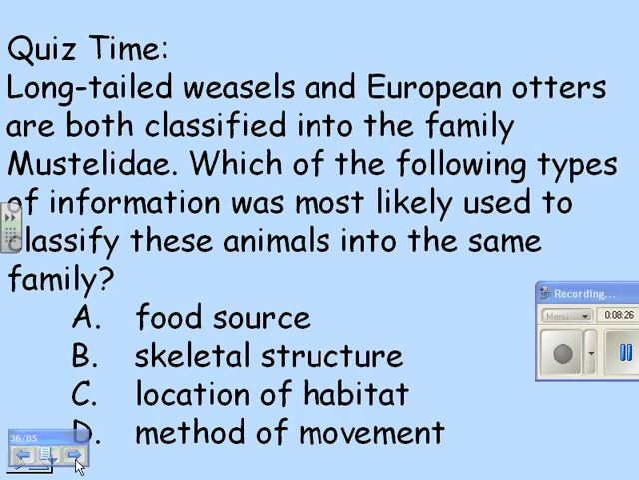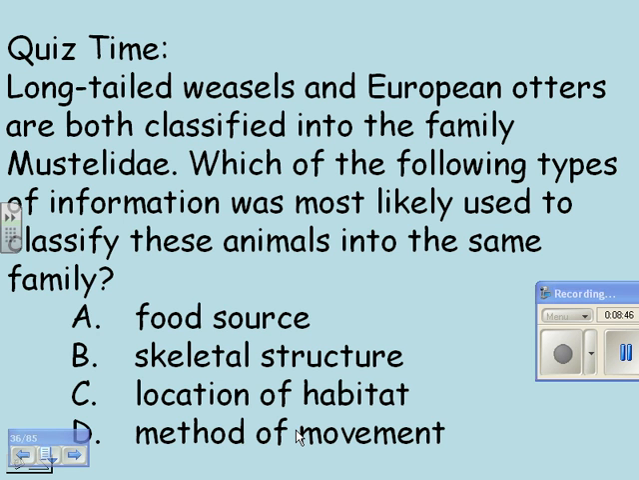Quiz time. Long-tailed weasels and European otters are both classified into the family Mustelidae. Which of the following types of information was most likely used to classify these animals into the same family? This is a tricky one. Too bad they didn't use DNA. Their food source, their skeletal structure, their location of habitat, or their method of movement.